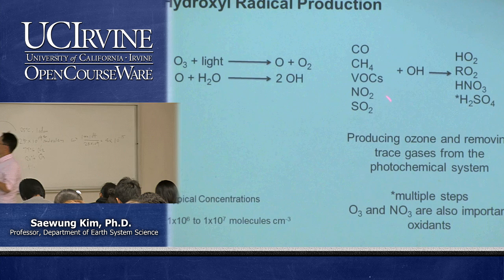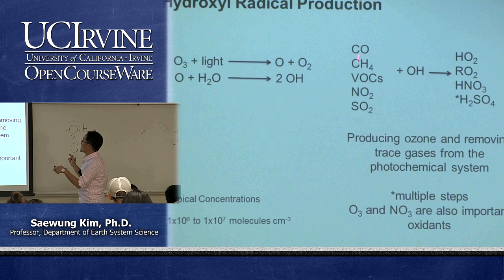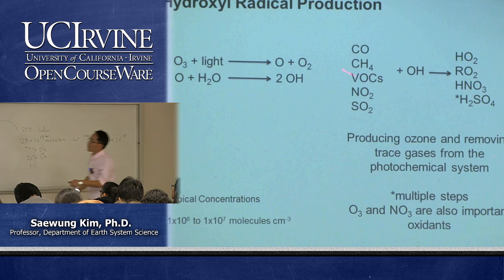So this is really a tiny, tiny, tiny fraction, but still, this small fraction of the radical in the atmosphere chemically removes most of the pollutants in the atmosphere. So we call this OH radical the atmospheric periodic cleanser.